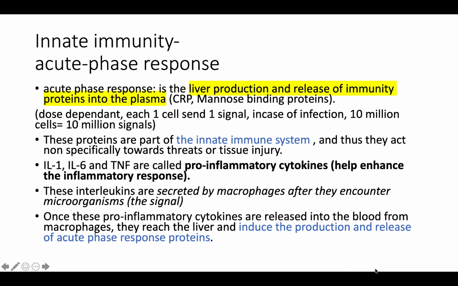There are many, many proteins that are produced by the liver and they are part of, راح يكونوا part of the innate immunity because they are always present and the liver always has them ready. They can be neurotransmitters. They're always ready in vesicles. Once you need them, you release them into the immune system, to the blood. So it is the liver production and release of these immunity proteins into the plasma. How do we measure acute phase response proteins?